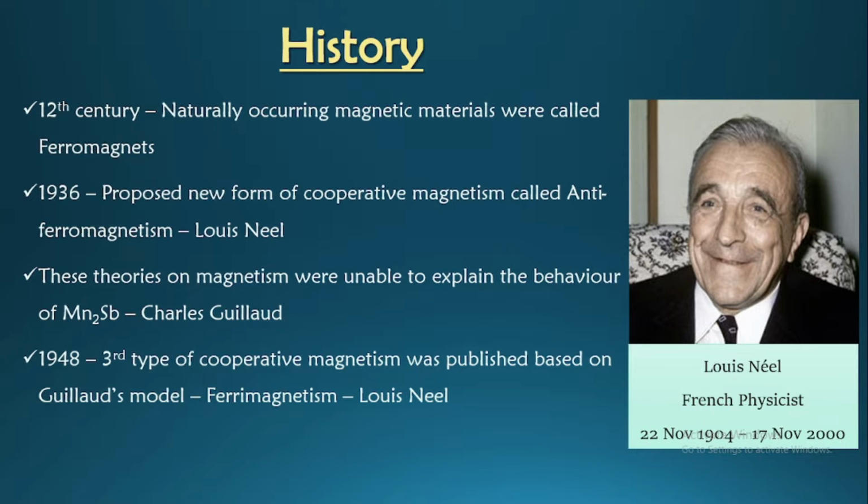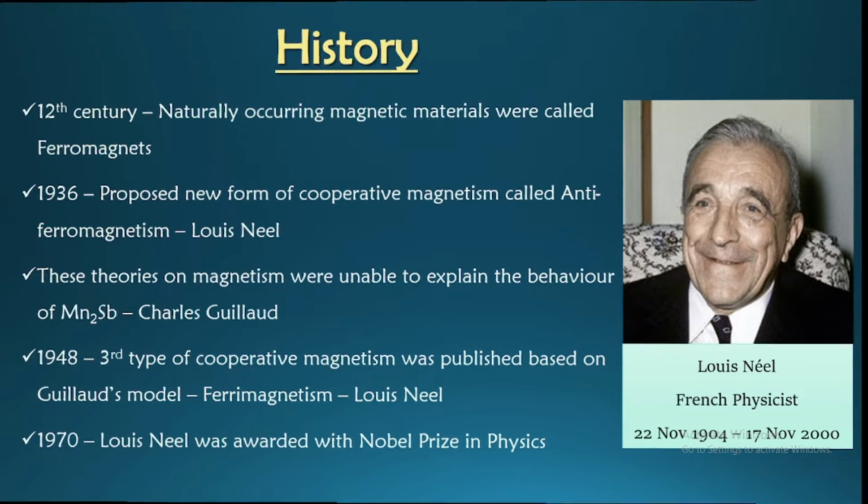So the names are almost similar, which we can understand based on the nature of magnetic moments. And for his work in magnetism, in the year 1970, Louis Néel was awarded the Nobel Prize in Physics. This was a huge contribution from Louis Néel in the field of magnetism. This is a brief history of ferrimagnetism. So we can say that the ferrimagnetism concept got its name or existence in the year 1948.